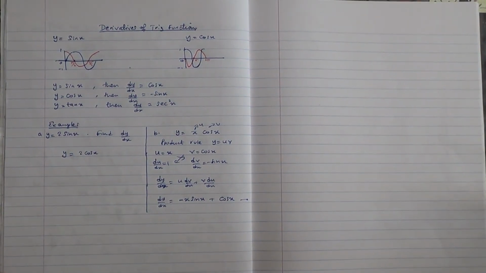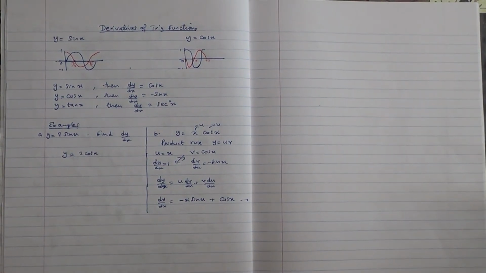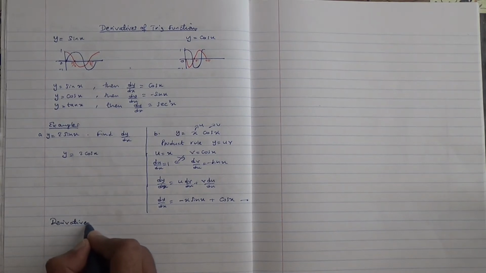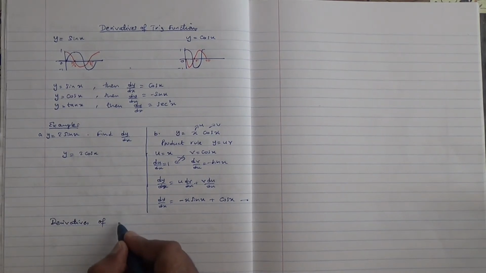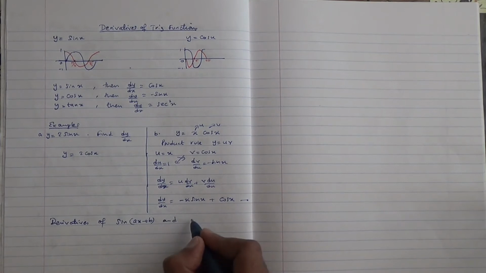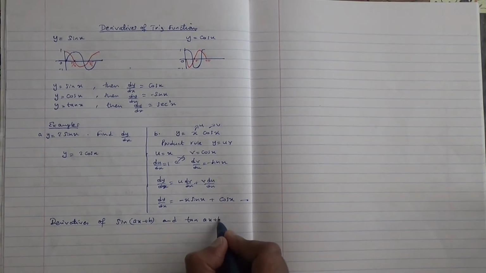So we're going to move on to more examples. For instance, let's say for example now we want to talk about the derivative of, say, sine of ax plus b. I'm sure you will remember that this has got something to do with the chain rule. So ax plus b here.